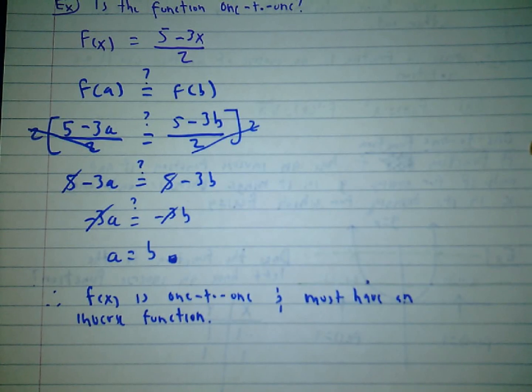And the reason why I'm being so persistent with this idea of the 1-to-1 should be obvious, and that's because one of the requirements for a function to have an inverse is that it must be 1-to-1. So you have to first figure out whether a function is 1-to-1 if you are going to pursue the idea of an inverse function.